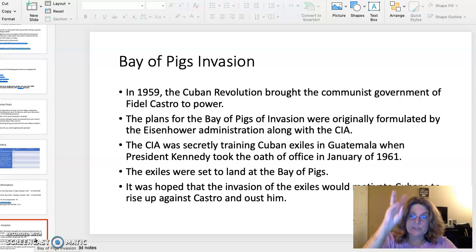Okay, so let's get into the nitty-gritty. We're going to go over the first three topic choices right now. Bay of Pigs is your first. In 1959, there was a revolution in Cuba that brought the communist government of Fidel Castro to power.